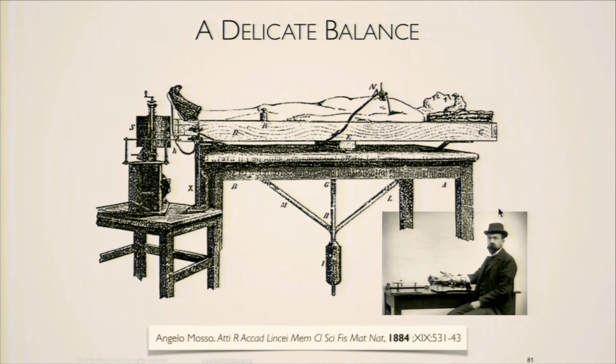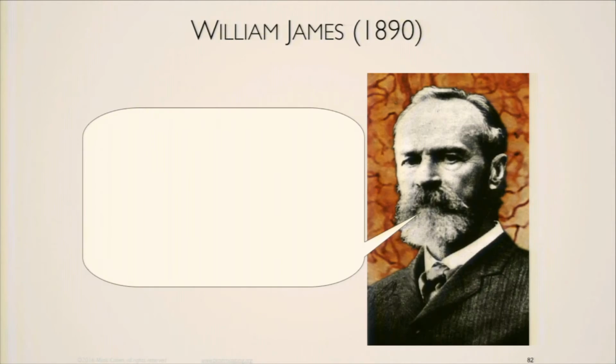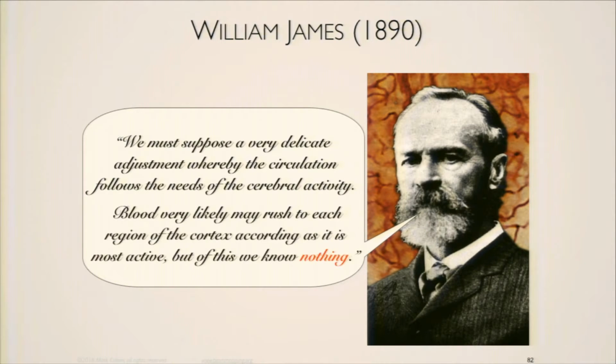A brilliant, brilliant thing. And he ends up quoted by many of his followers, one of whom, the famous William James, you can't say William James without saying the father of psychology, who says, "We must suppose a very delicate adjustment whereby the circulation follows the needs of cerebral activity. Blood very likely may rush to each region of the cortex according as it is most active. And of this we know nothing." So he is already aware that blood goes into the head. But he came up with the idea that maybe it depends on what part of the brain you're looking at.